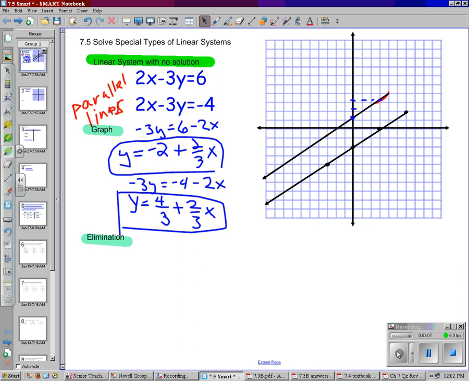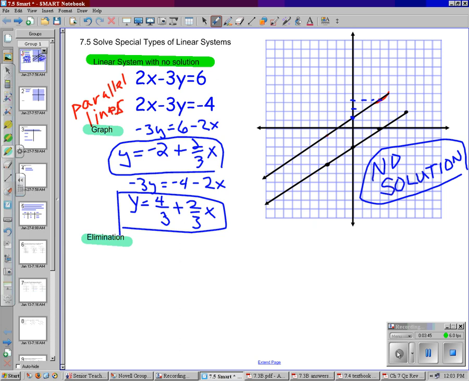They're parallel. Will they ever cross if they're parallel? No, never. They will never cross. So what we're going to write up here is no solution. That is your answer. When you are graphing and you come up with parallel lines, you can stop and write no solution as the answer, because they will never intersect. There is no answer to the system because they'll never intersect.